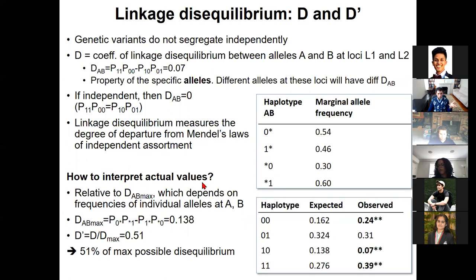So the problem, of course, is that to interpret the actual values, because these values depend on the allele frequencies, you need to normalize, and that's where D prime comes in. For particular allele frequencies at a location, you can compute a D_AB max, which gives you the maximum possible deviation from equilibrium. And then D prime is just the ratio of D to D max, which in this particular case is 51%. That tells you that you're at 51% of the maximum possible disequilibrium, enabling you to use this D prime measure at different loci with different allele frequencies.